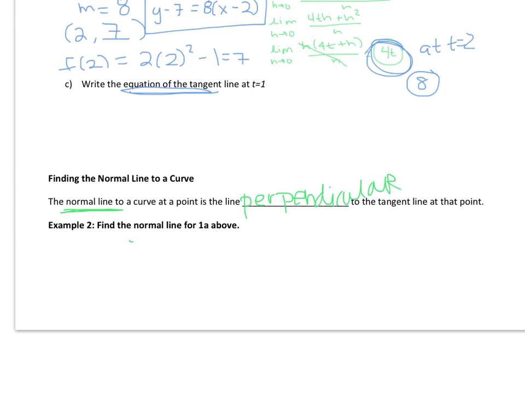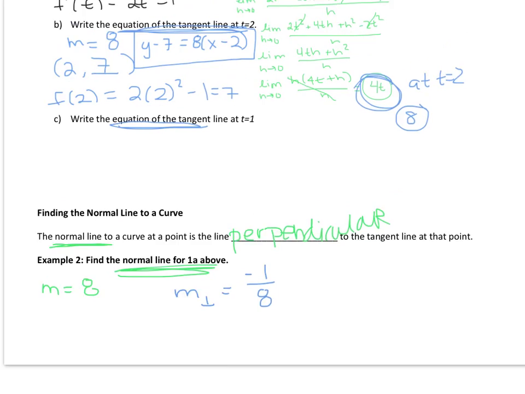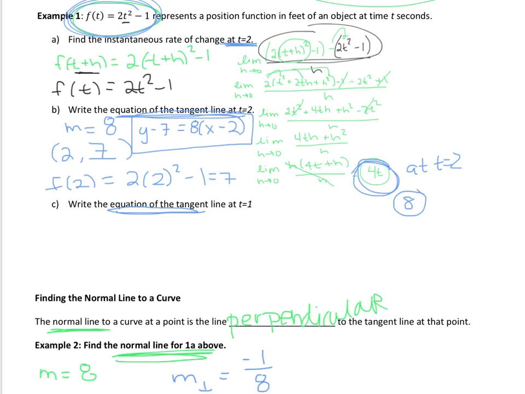So for example 2, it says find the normal line at t equals 1 for the example 1a above. So we know that in 1a, our slope was 8. So when we figure out the perpendicular line, we need to take the negative reciprocal of 8. So the slope of our perpendicular line, remember that upside down T means perpendicular, is negative 1/8. And from 1a, we also have that point already. So the point we already have is right here. We already have 2, 7. So we need to use that same point. Do not just pick another point. That point matters. We need to use it.